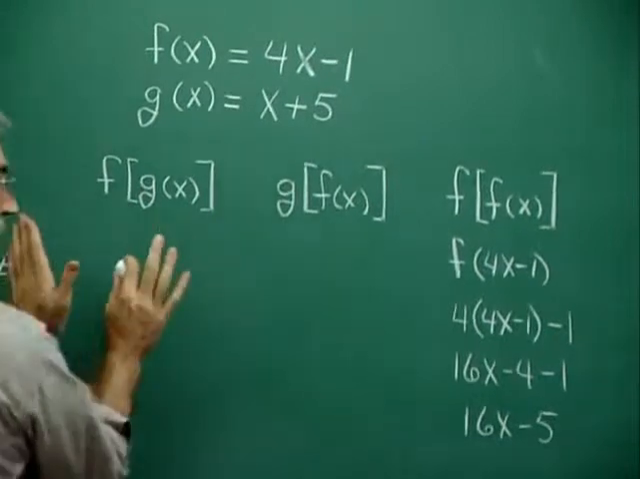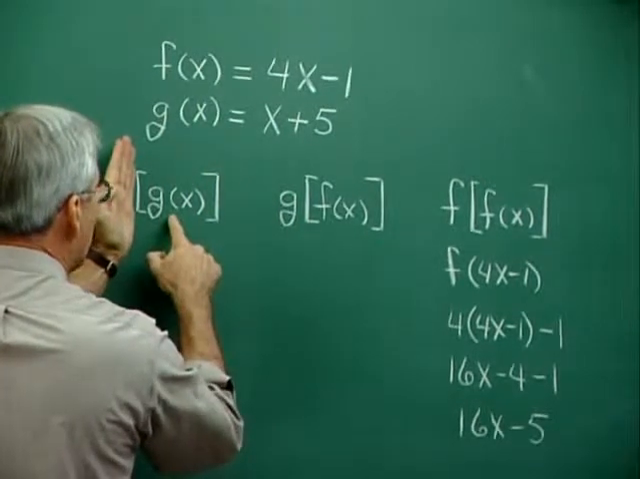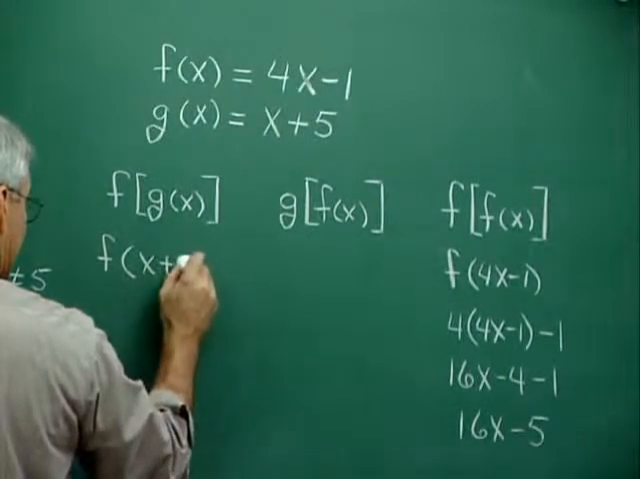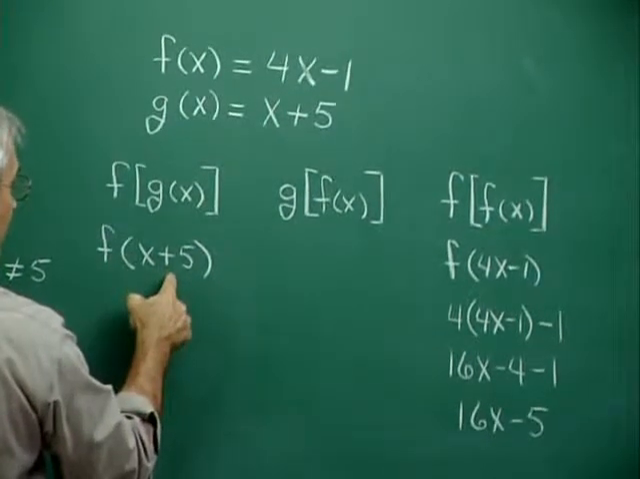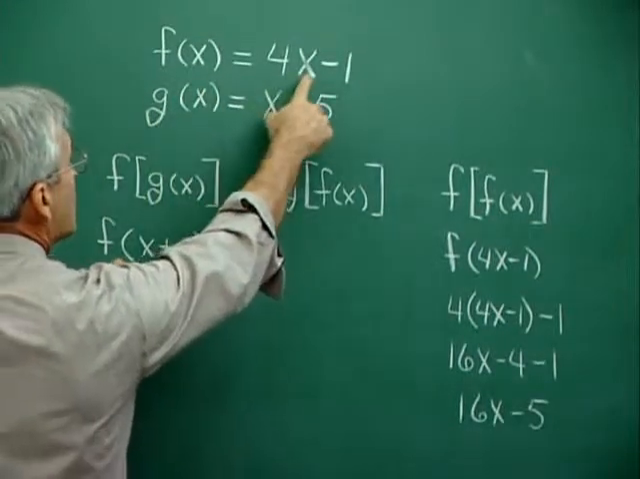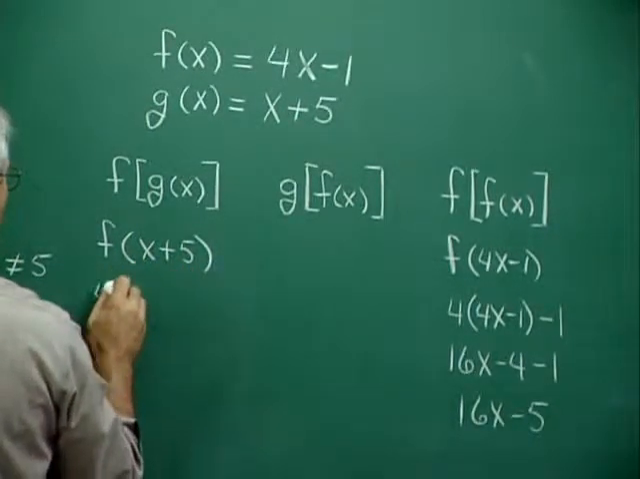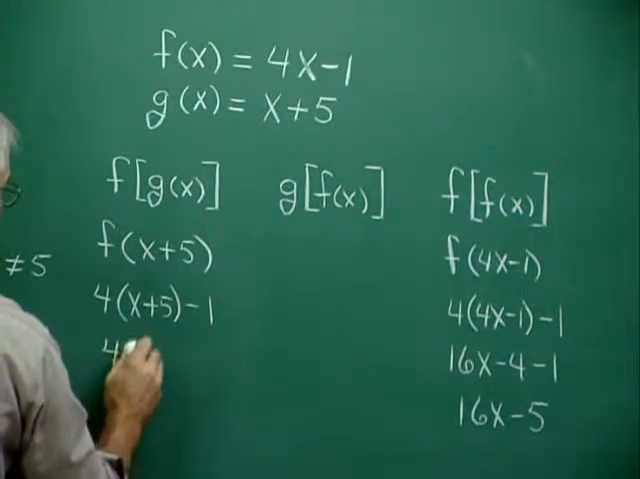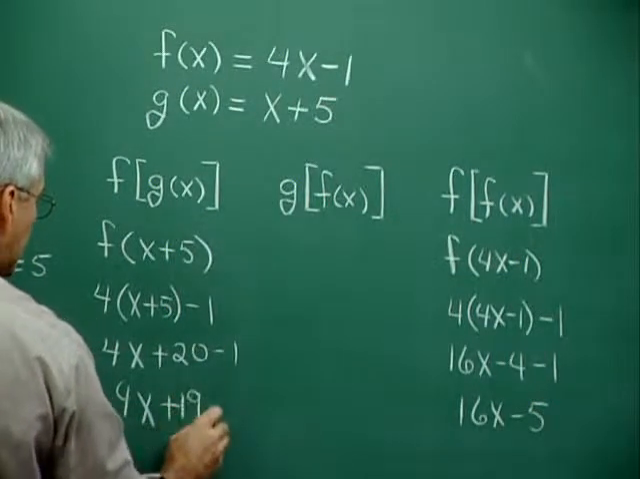Now, let's go through with the bracket notation here. Working inside the bracket, we would replace g of x with the expression for g of x. So this would be f of x plus 5. Now, this says in the f function, replace the x with x plus 5. So instead of 4x minus 1, it's 4 times binomial minus 1. So 4 times x plus 5 minus 1. And then we would clean this up a little bit. 4x plus 20 minus 1, 4x plus 19. All right, so that's the idea.